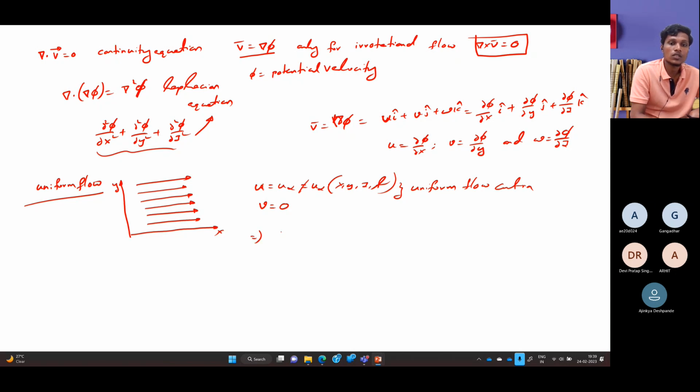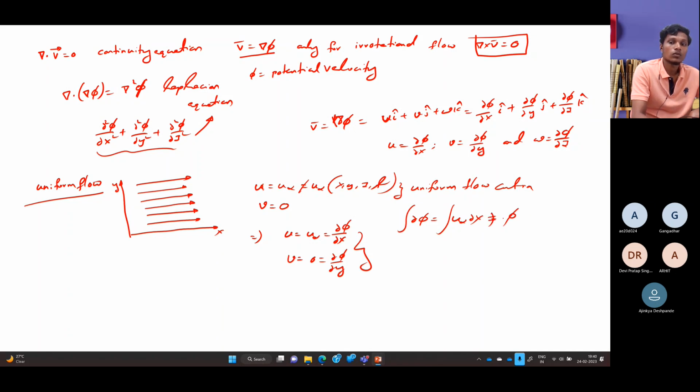Use the same relations here to find the potential function phi for a uniform flow. So u equals u infinity equals ∂φ/∂x, and v equals 0 equals ∂φ/∂y. I already discussed this, how to find phi, in the last week's lecture. I will just show you how to simplify this again. You just need to integrate, separating the variables. ∂φ equals u infinity ∂x, and you just integrate it.